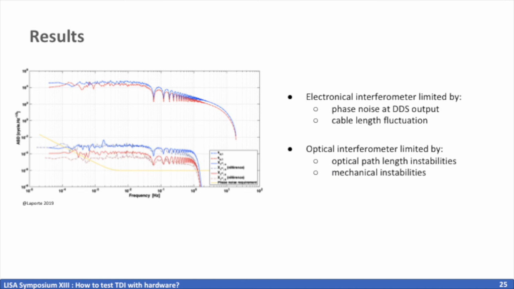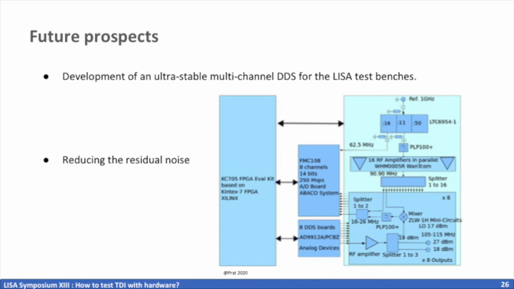Further analysis showed that the residual noise for the electronic LOT comes from phase noise at the DDS output and fluctuation in cable length. For the optical interferometer, the residuals come from optical path length instabilities and mechanical instabilities. To go further, we want to reduce residual noises in both electronical and optical LOT. For this, Pierre Pratt from APC is developing an ultra-stable multi-channel DDS for the LISA benches.